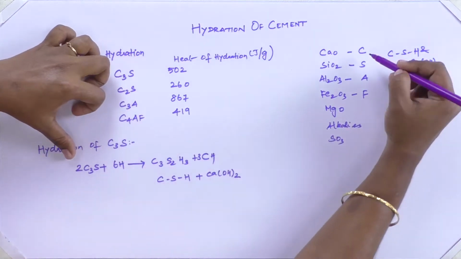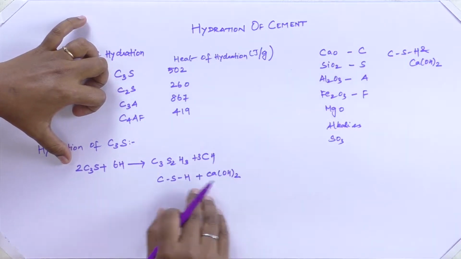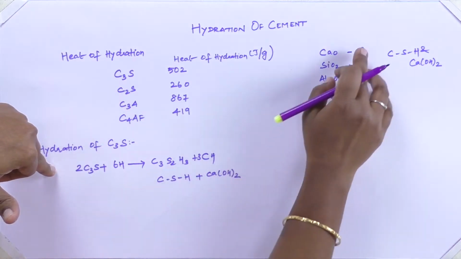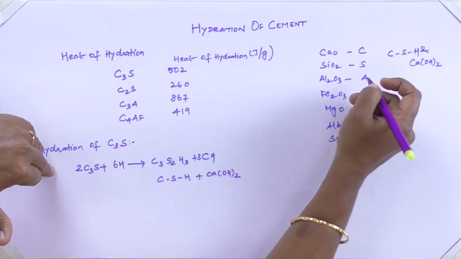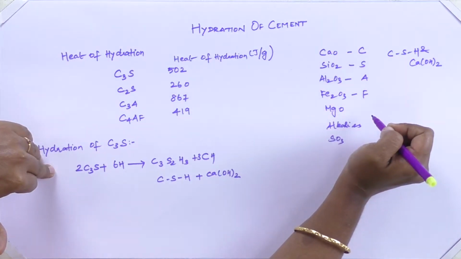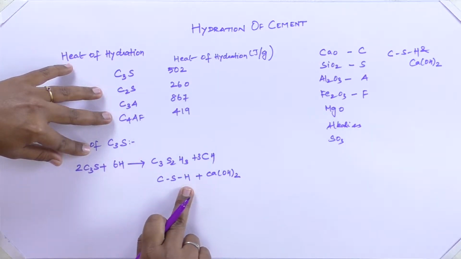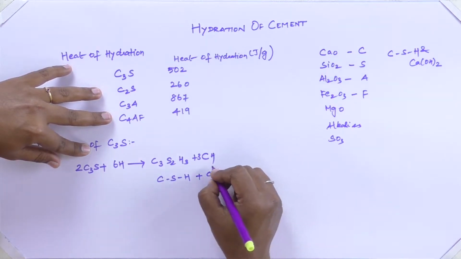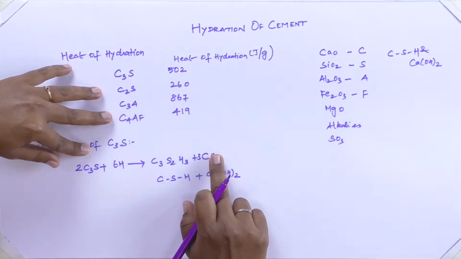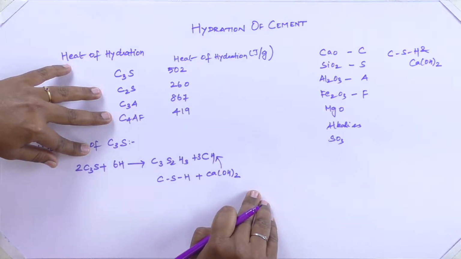The reason why I have written the mineral oxides in abbreviated form is for simplicity, so that during the hydration process it is much easier to denote in a simple manner. For that reason we have written the oxide composition in abbreviated form. So during the hydration of C3S, the end product is CSH and CaOH, which is abbreviated as CH. So the final end product is CSH and CaOH twice.